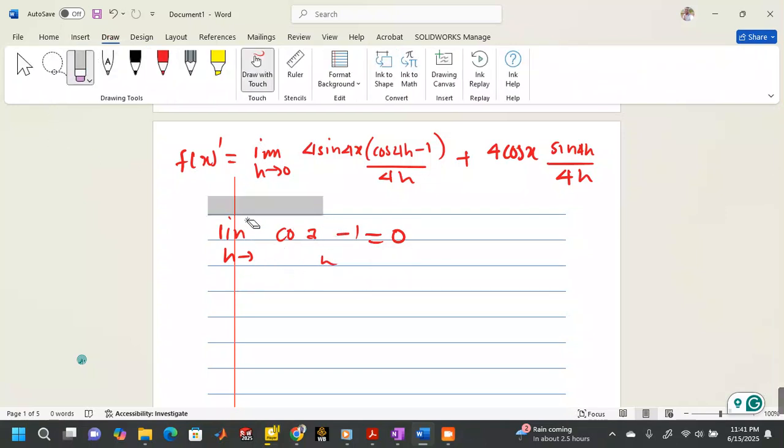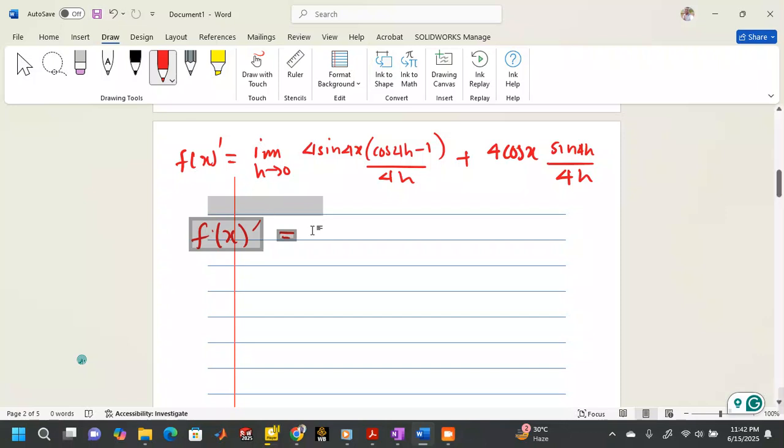Okay, so let's continue. That's about bringing the denominator and the numerator to have the same value. So this part will go to 0, and this part is going to be 1. So sine x, I'm making a mess. Let me just do this. So we have f prime of x equal to limit as h approaches to 0.